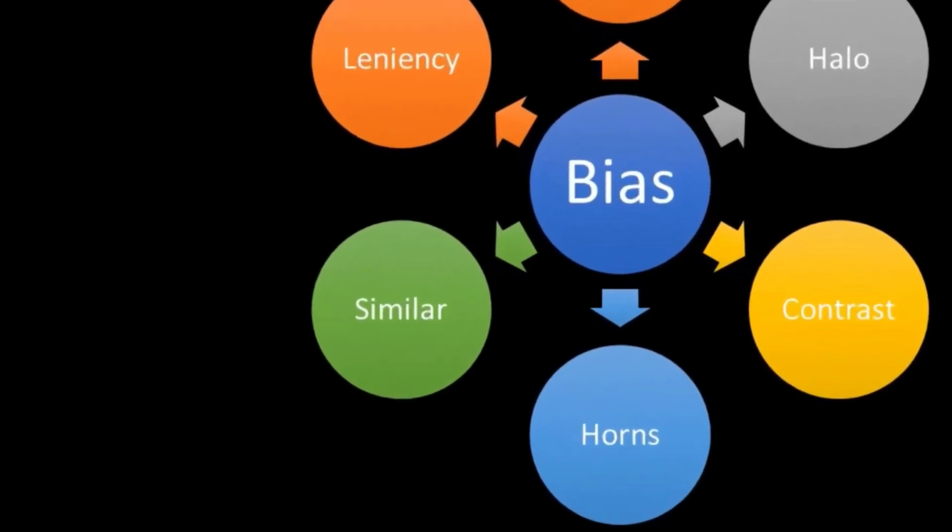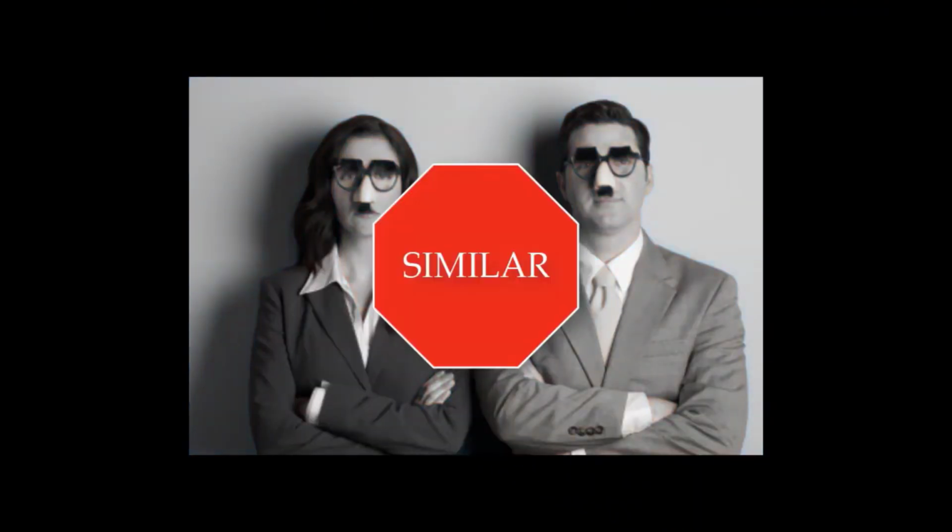The similarity bias is exactly what you'd expect it to be. It is a bias whereby you see people that share things in common with you in a more favorable light than those who do not.